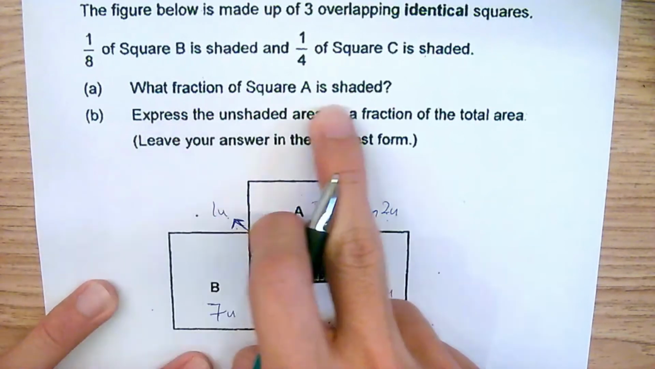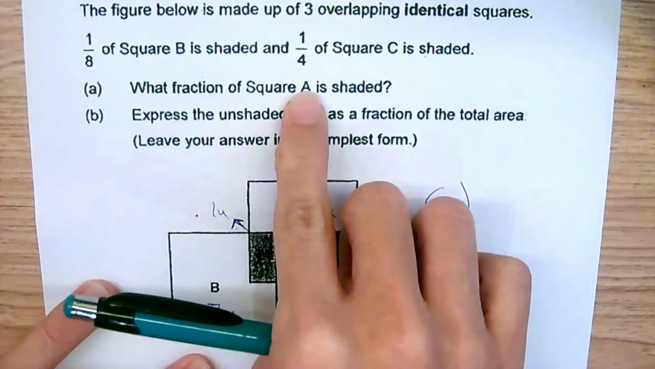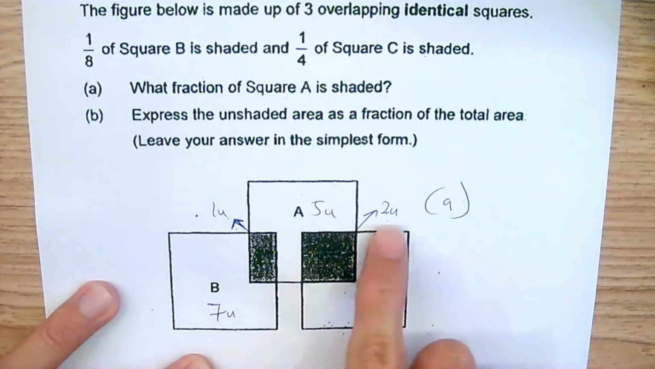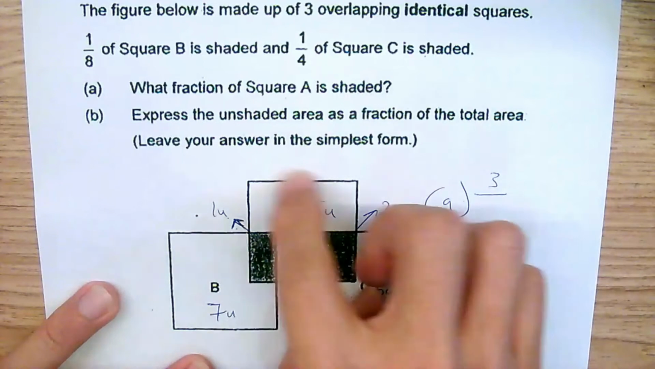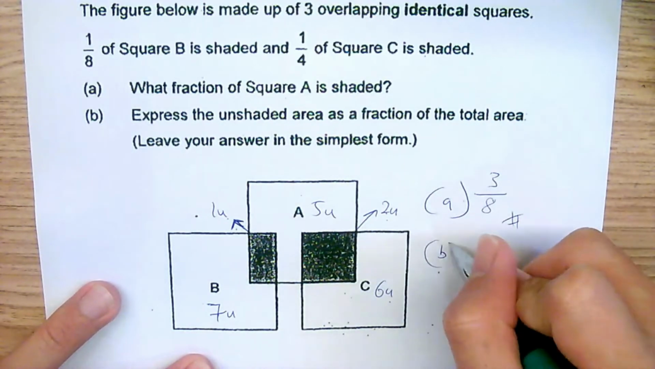Now, they ask what fraction of square A is shaded. You see, without any working, I'll be able to give the answer. What fraction of A is shaded? It is 1 plus 2, which is 3, out of the total, which is 8. Can you simplify this any further? No, you can't. Therefore, this is the final answer. Moving on to the next part.